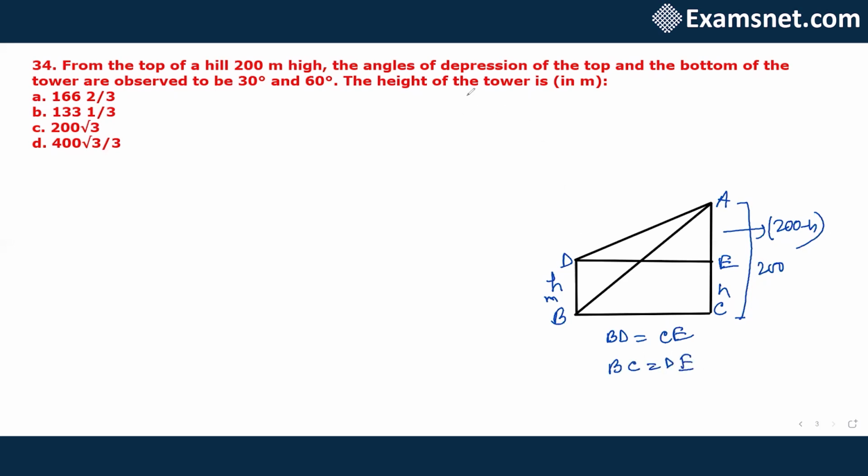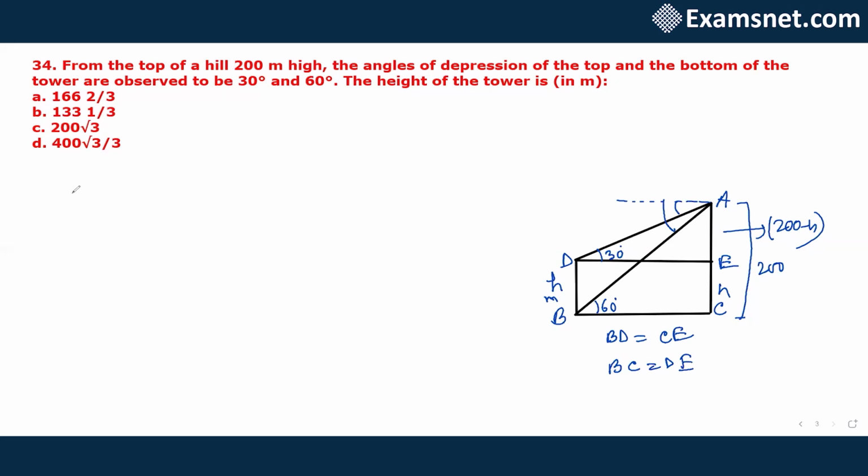Fine. Next, the angle of depression of the top of the tower from the top of the hill is 30°, so this is the angle of depression 30°, and the angle of depression to the bottom of the tower is 60°, right? So let's start the solution step by step here.